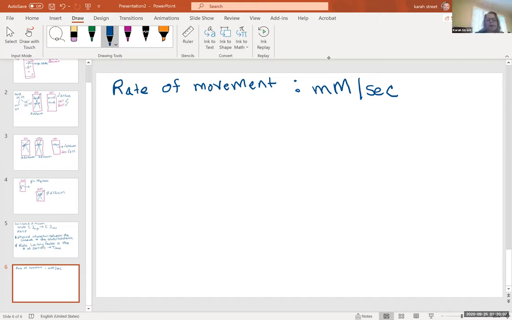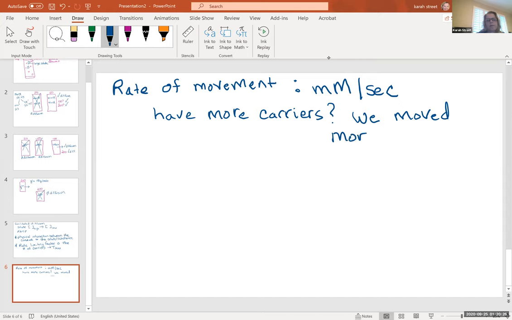If we have more carriers, then we moved more. We moved more millimoles of solute per second. If you have more bags, more suitcases, you can move more clothes with you per trip.